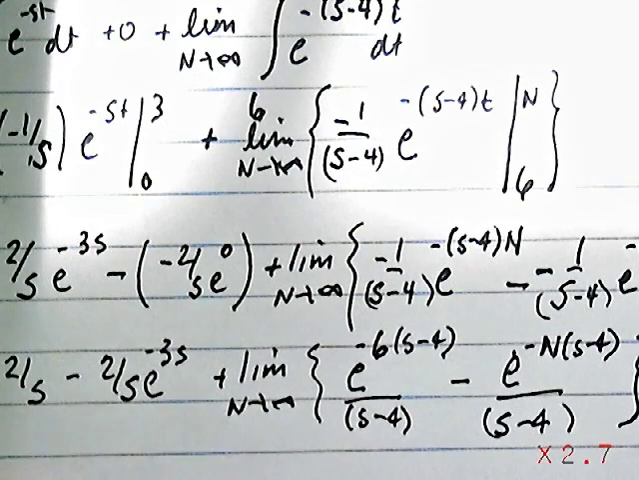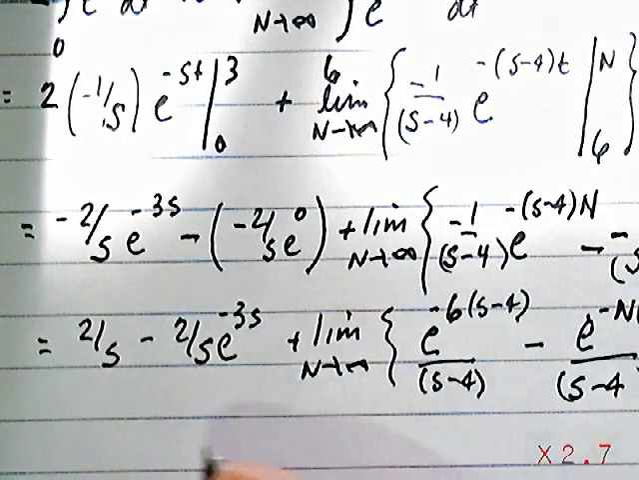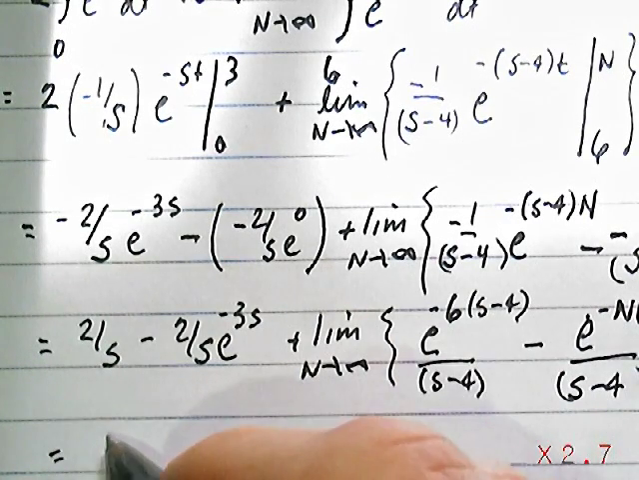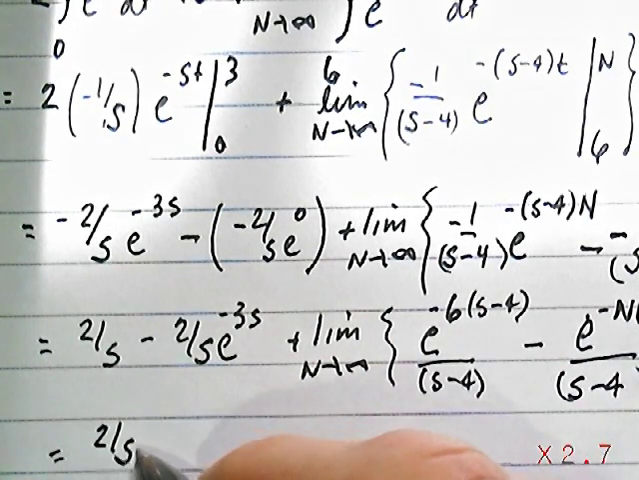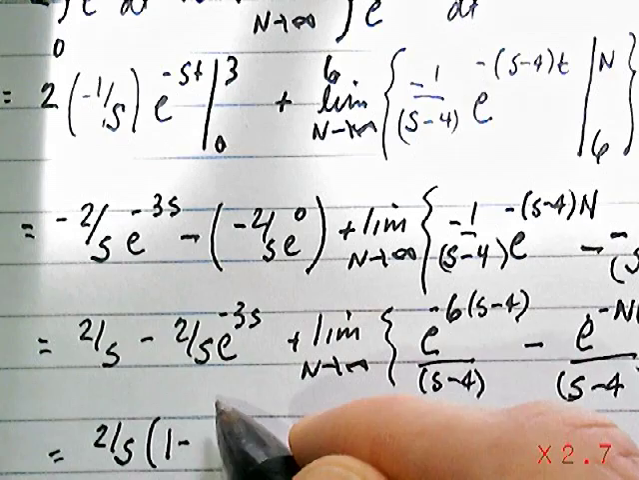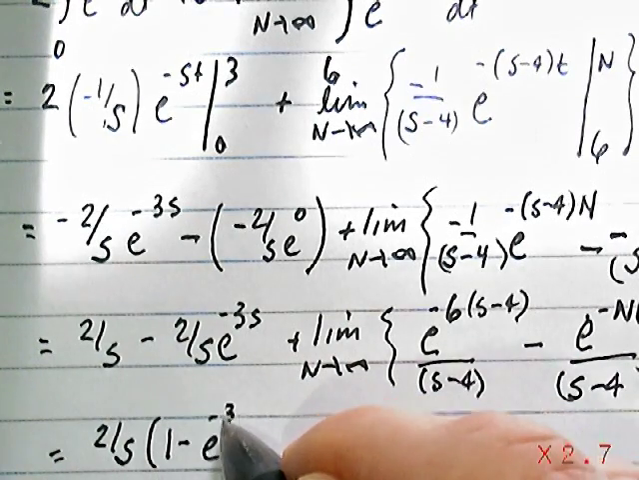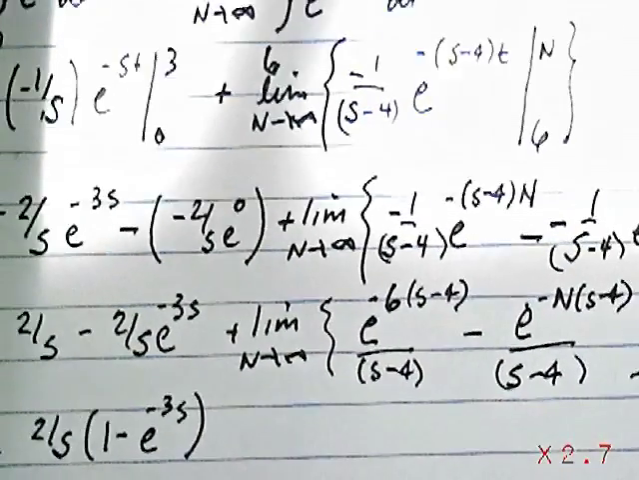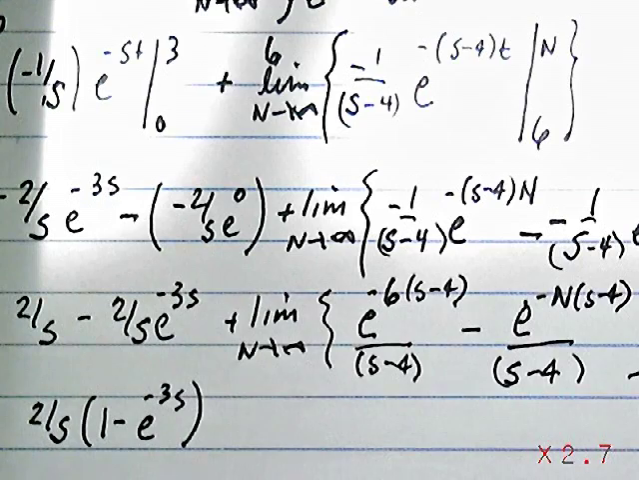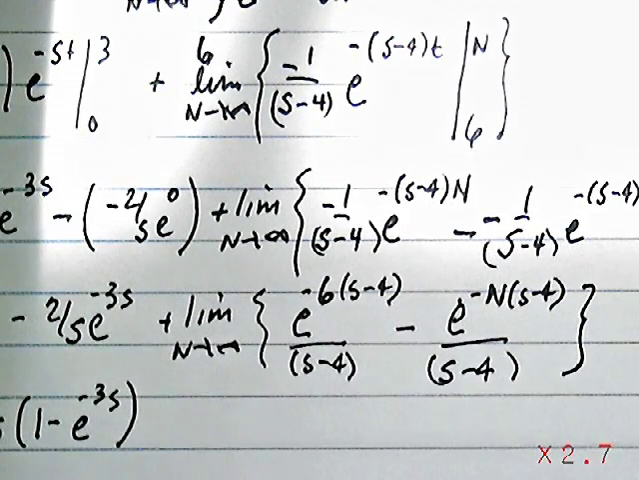Right? So we're almost done. What we can say to clean up the first part of the integral is we can maybe factor out a 2 over s and make this 1 minus e to the minus 3s power. That's about all we can do there. And now what we can do is look at this limit.